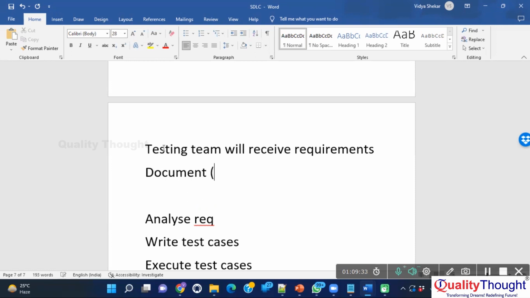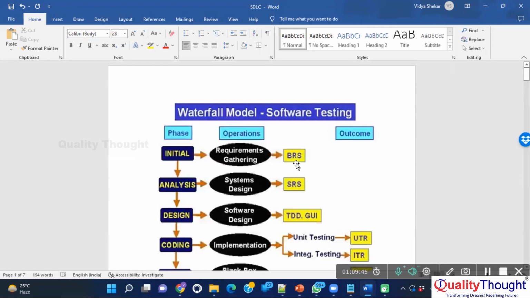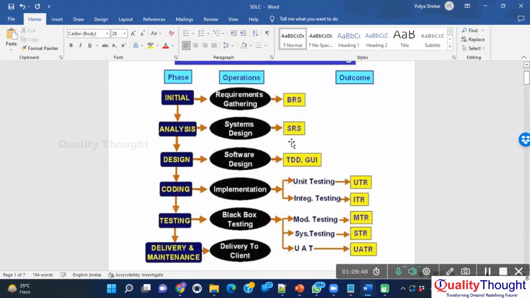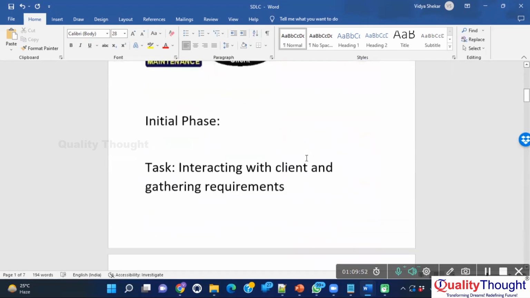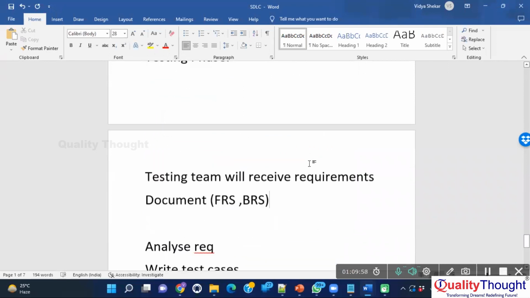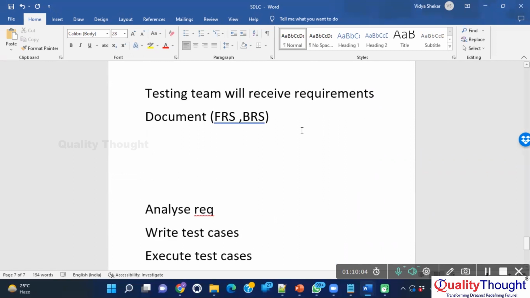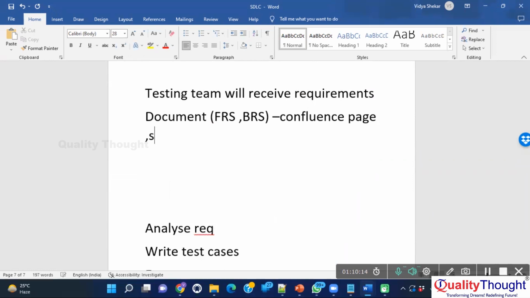Who will give this requirements document? FRS or BRS, the BA will give. The testing team doesn't need SRS. The development team only needs SRS. Look at this diagram. The testing team can start writing test cases with the BRS only. They need not wait for SRS, a technical design document, or high-level design and low-level design. They directly start with the BRS itself. The first thing they need to do is receive this document. This is generally maintained in a Confluence page. Any idea what a Confluence page or user story is? We'll come to these points later.